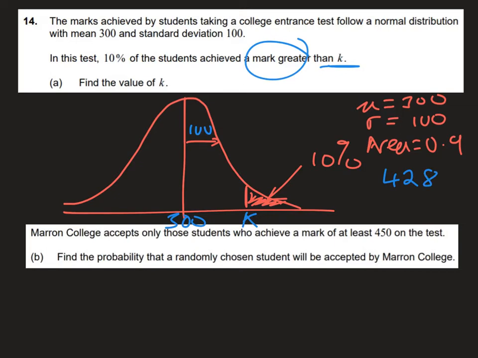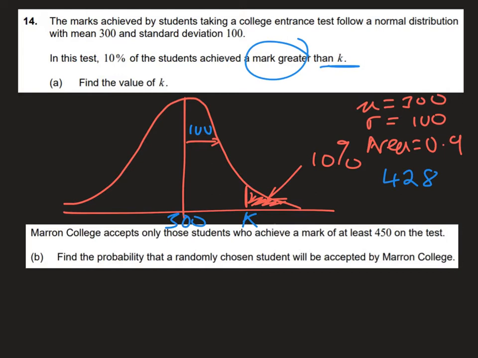428. Now, just as an aside, some of you might have calculators where you can actually specify the tail to the right. So for some of you, you might be able to enter 0.1 rather than 0.9. However, you should either way end up with a value of K, which is 428.